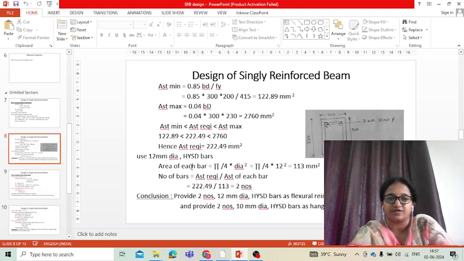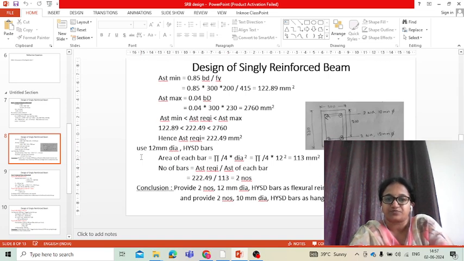Coming to the next step, here it is about Ast minimum and maximum. There are values as per IS 456. So Ast minimum is 0.85 bd by fy. I have substituted the values and I got the value as 122.89, and I have calculated the area of steel maximum. For that also, from IS 456 I have got the value. Now Ast minimum should be less than Ast required, and it should be less than Ast maximum. Hence the condition is okay for me.